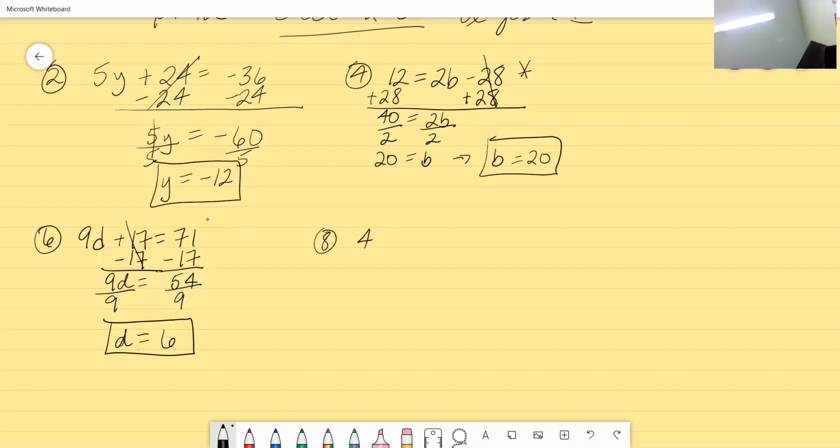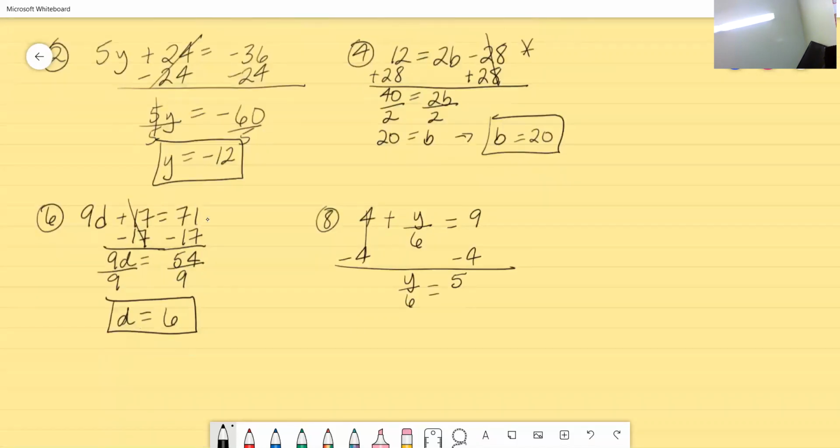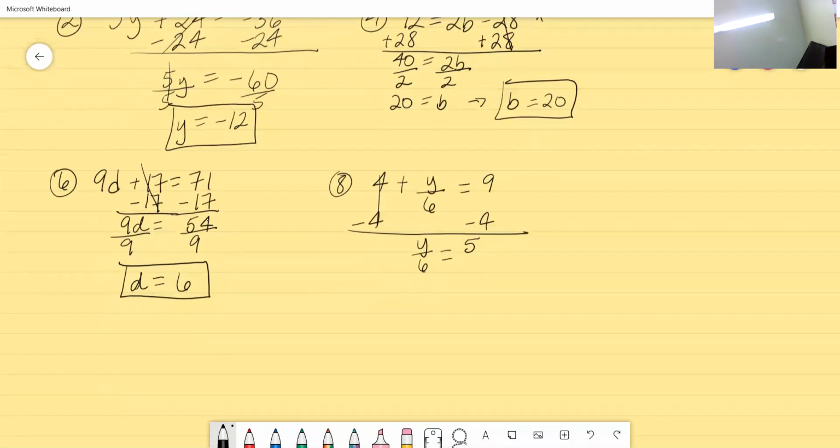Number 8 is 4 plus y over 6 equals 9. Okay, so again, let's do our subtraction first. So that leaves us with y divided by 6 equals 5. So the inverse of division is multiplication. So we multiply both sides by 6, and we're left with y equals 30.